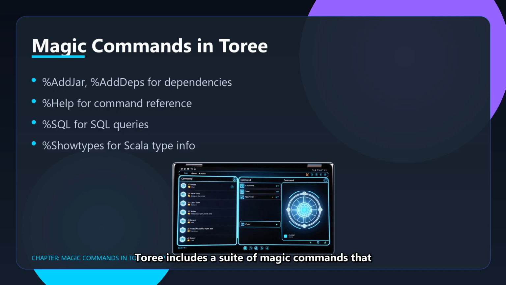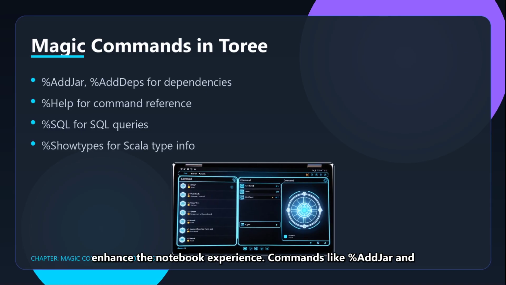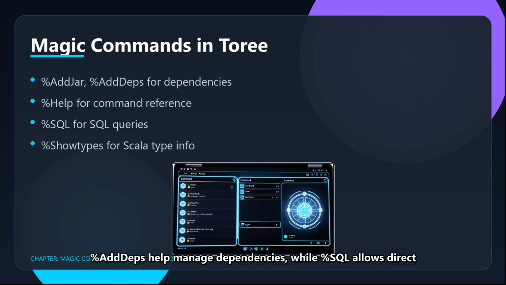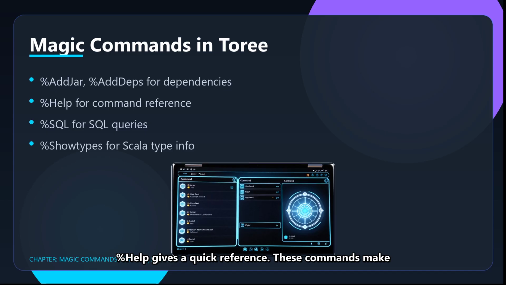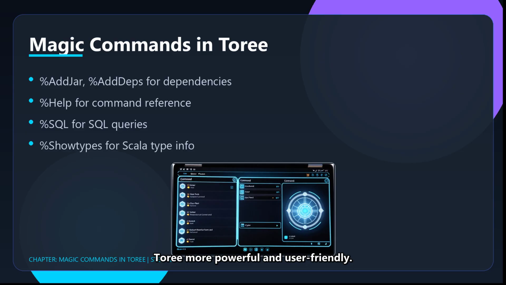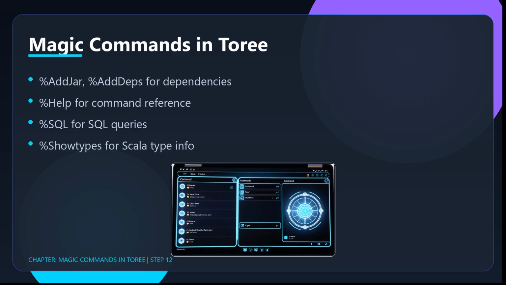Toree includes a suite of magic commands that enhance the notebook experience. Commands like %add_jar and %add_deps help manage dependencies, while %SQL allows direct SQL execution. %showtypes provides Scala type information, and %help gives a quick reference. These commands make Toree more powerful and user-friendly.